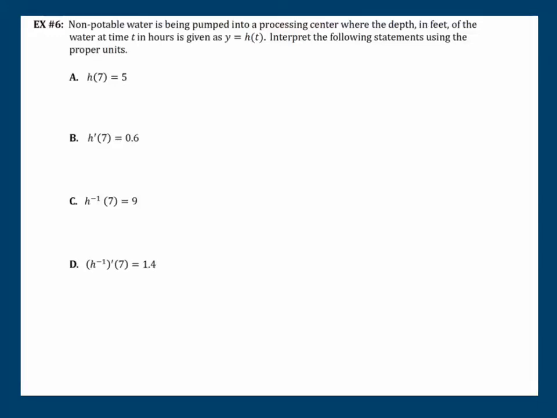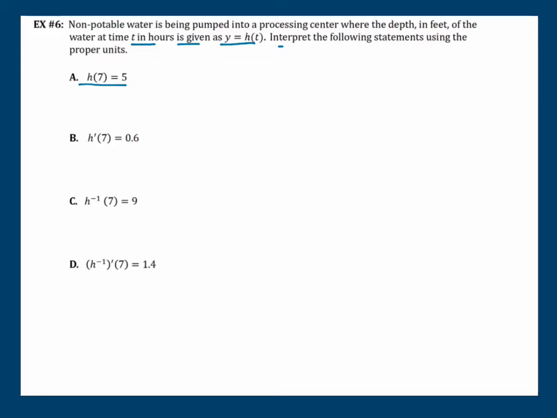Okay, so for number 6, we have non-potable waters being pumped into a processing center where the depth in feet of the water at time t in hours is given by y equals h of t. Interpret the following statements. So h of 7 is 5. There's no derivative here.